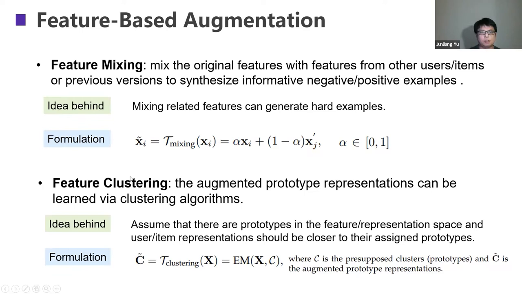And besides, we can also use unsupervised methods like clustering to augment the features. Usually we assume that there are prototypes in the feature representation space, and each user or item may belong to one or several cluster prototypes, then they should be closer to their assigned prototypes. So we can use clustering algorithms to learn the prototypes, and then we can use the augmented cluster label. And this method is often used in contrastive methods.